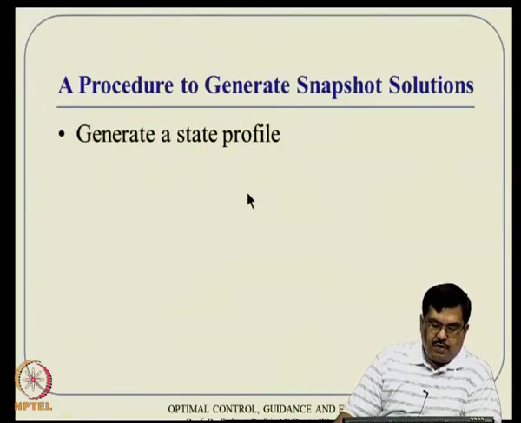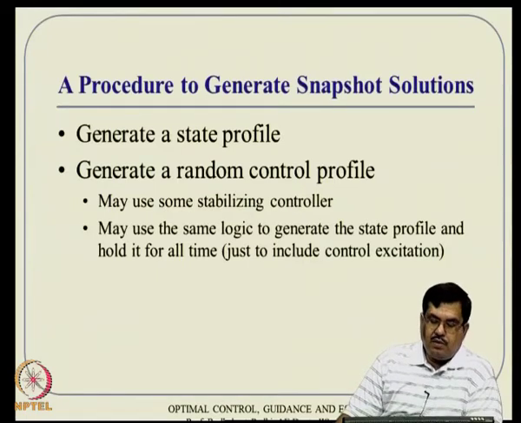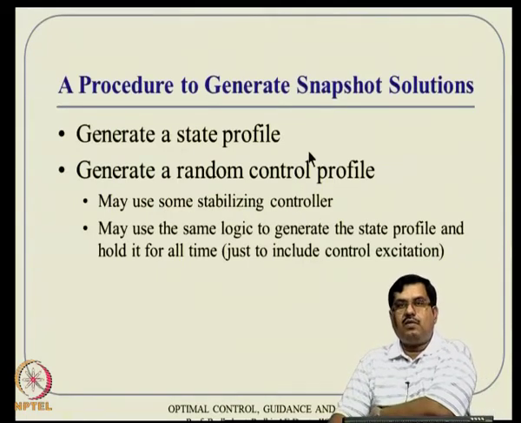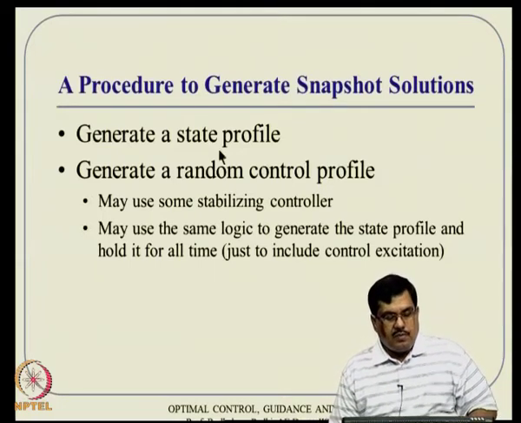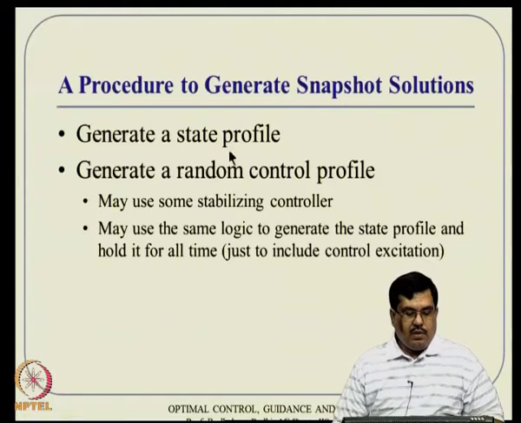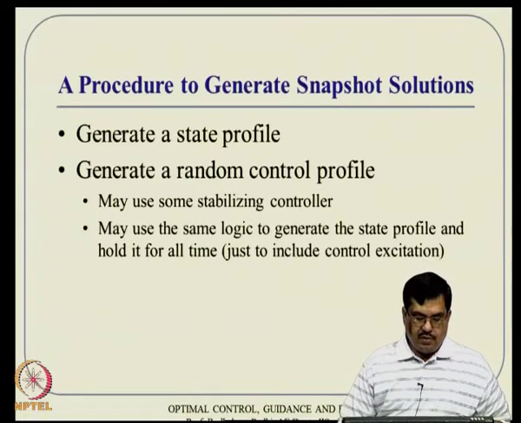So, how do you do that? First you generate a state profile, then generate a random control profile. Now, when you talk about profiles here, remember these are distributed over space. So, generate some sort of a state profile as initial condition, and then generate some sort of a random control profile also as some sort of a control history.